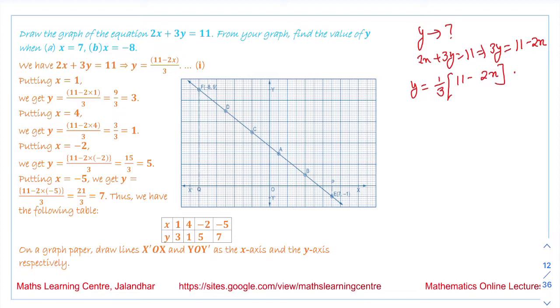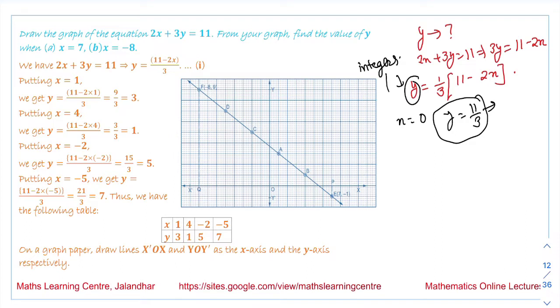Now the next thing we have to do is substitute some points. Suppose I substitute the value of x as 0. The value of y I will get is 11 by 3, and it is difficult to calculate the exact value and plot it on the graph. So we try to find values for which we get y as an integer. We are more interested in those values for which x and y are both integers.